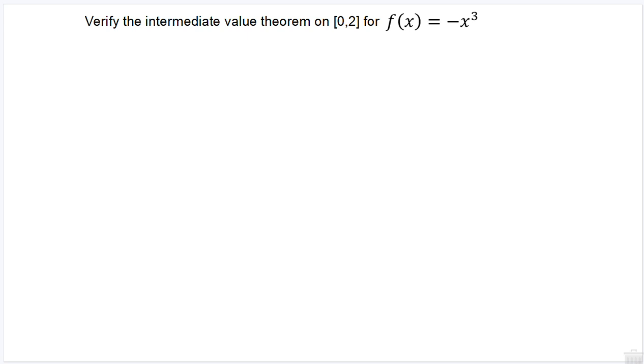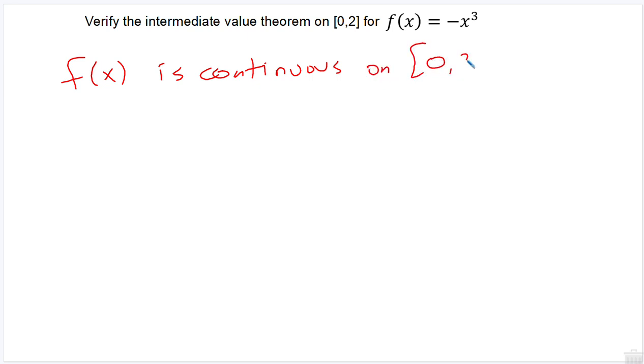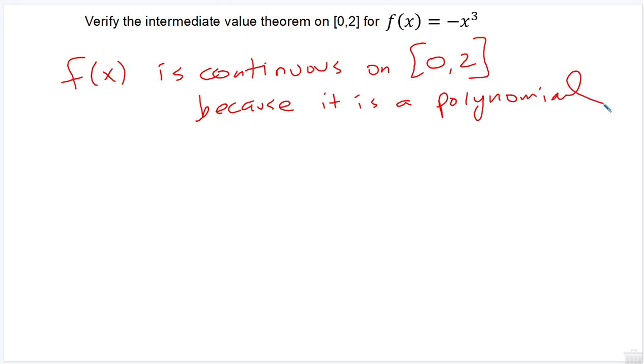So we want to verify the intermediate value theorem on 0 to 2 for f of x equals negative x cubed. So the first step is always going to be to give a reason why f of x is continuous on our interval. It's continuous on the closed interval from 0 to 2 because it's a polynomial, and that's a good enough reason. Polynomials are continuous for all real numbers. That's just a known fact that you can use. So we know this is a continuous function.